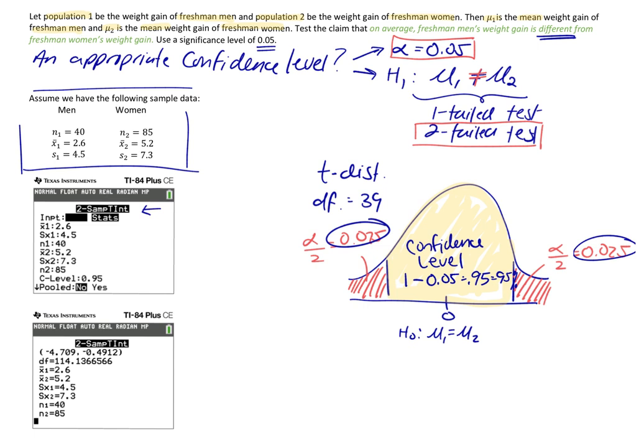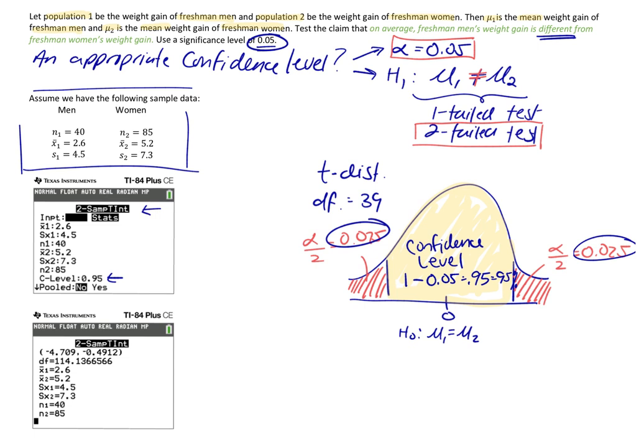I put in all my sample data, and then you have to put in the correct confidence level. Again, you're not going to be told what the confidence level is. You have to figure it out based on the significance level that you're testing the claim at, and then you have to decide if this is a one-tail test or a two-tail test.